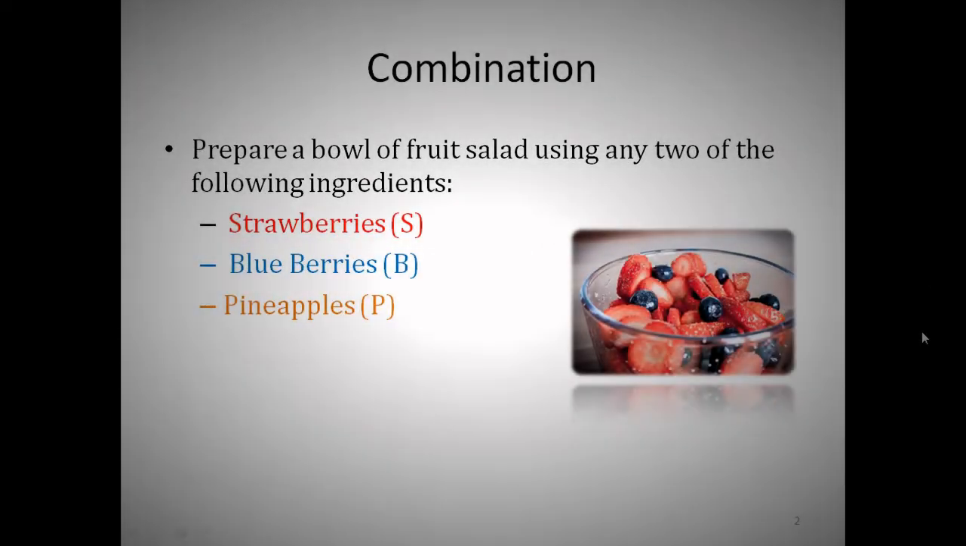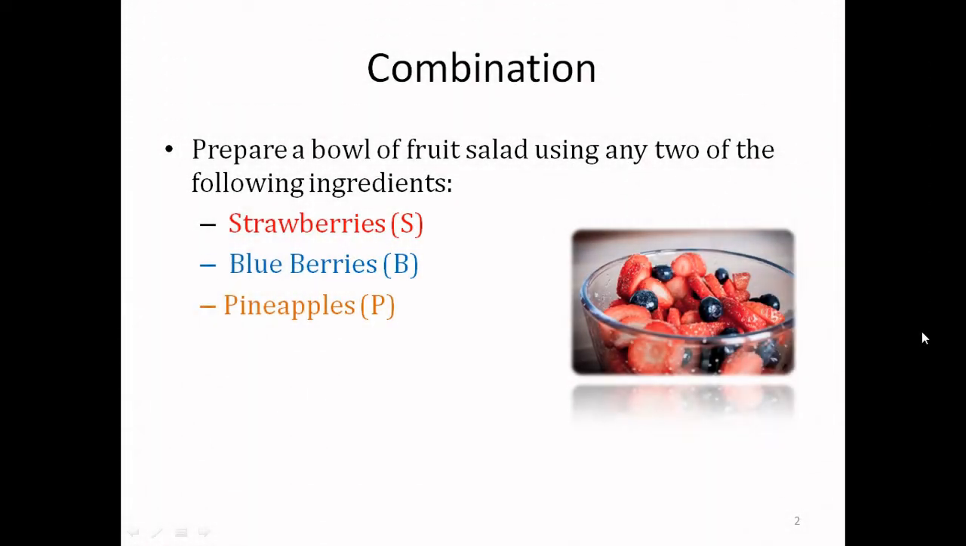So let's begin with an example of combination. Suppose two persons, person A and B, are given a task to prepare a fruit salad bowl, and they can select the fruits from strawberries, blueberries and pineapples. They can basically make use of any two of the fruits. So what are the options for them to prepare this fruit bowl?